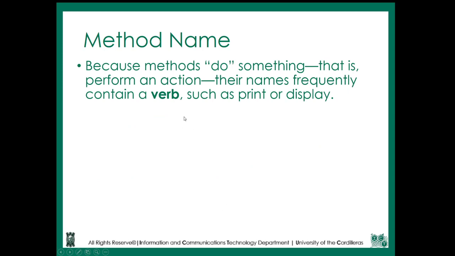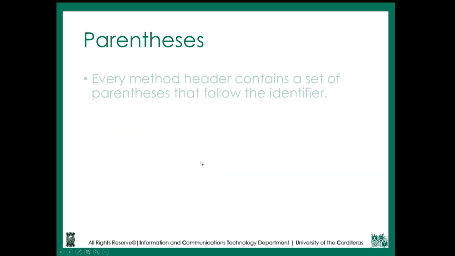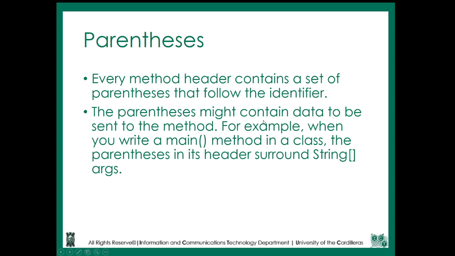Methods do something and perform an action. Their names frequently contain a verb such as print or display, just like what we have seen here, displayAddress. This is only an optional idea for everybody, but you can always follow it. You may want to add a verb so you can easily identify the purpose of that method, what it does. Next, parentheses: every method header contains a set of parentheses that follow the identifier.